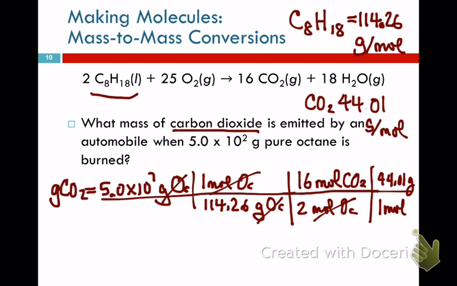Okay, so now I'm going to do the calculation. I just take my calculator, and I'm going to do 500, because the calculator doesn't care about sig figs. Divide by 114.26. You might not either actually, but you're supposed to keep track of them. Times 8, because it's the proportion that matters. And times 44.01. And assuming I typed it all correctly, which, God, this thing goes slow.